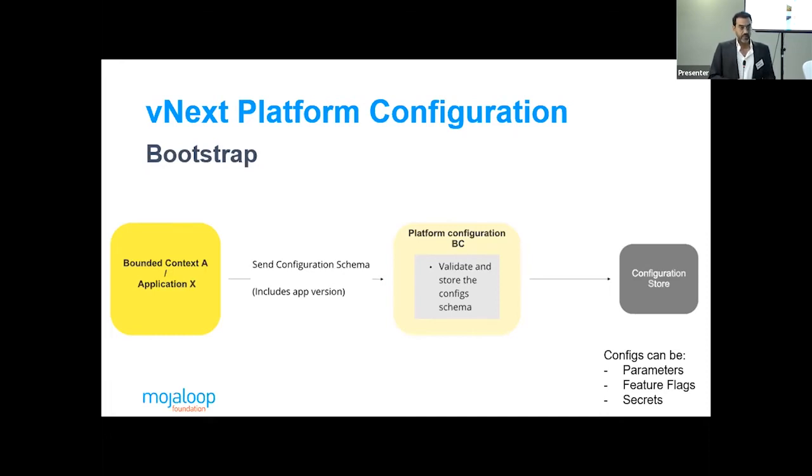That schema includes a default value that should be implemented immediately upon the delivery of this configuration schema to the platform. And it also includes a description so that we can have a UI that can use this description, so that we can provide a nice UI for operators to use. So at that point, that configuration schema is sent to the platform configuration service. That platform configuration is obviously going to validate and store the configuration schema.